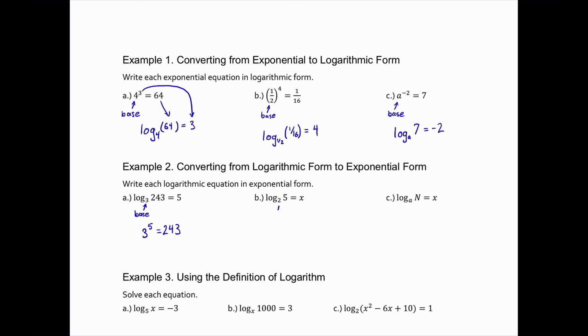Here we have a base 2, so we have 2 to the x is equal to 5, using the same process as we did in the first example. And in this last example, everything is symbolic, but that doesn't mean we can't do it. So we have a to the x is equal to n. So again, it's all about that base.